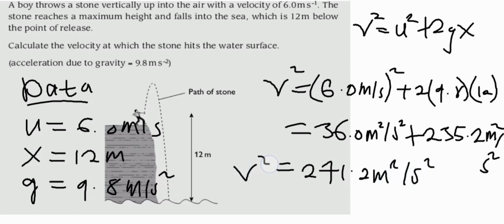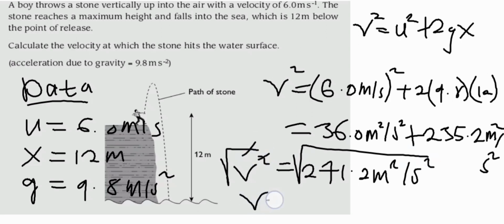Now remember, here we are having v squared, so we need to find the velocity, not v squared. So I'm going to introduce the square root to both sides, so that this square root and this one are going to cancel each other. Then the final velocity is just going to be the square root of 271.2, which is 16.468 meters per second. So in this case, the velocity is measured in meters per second.